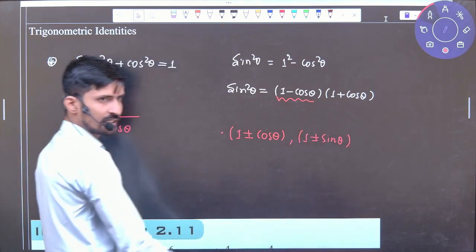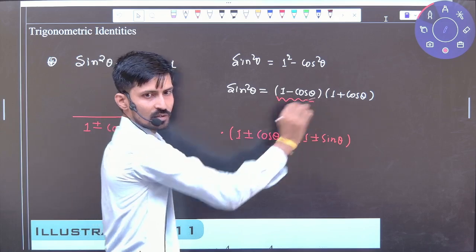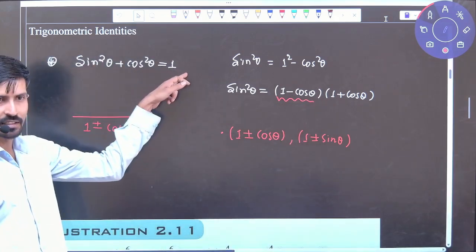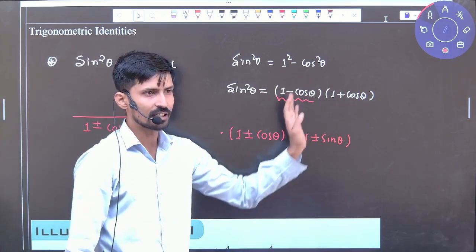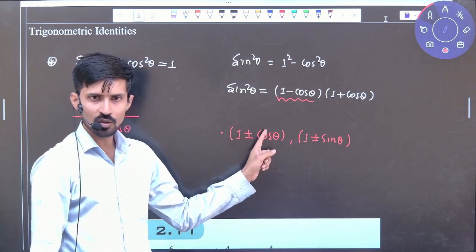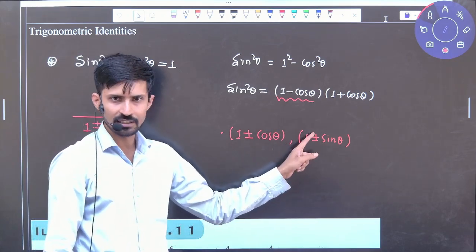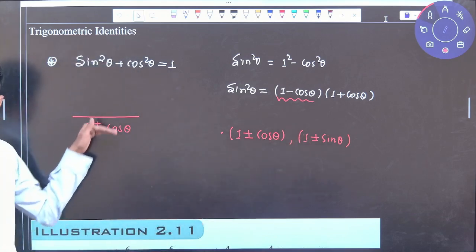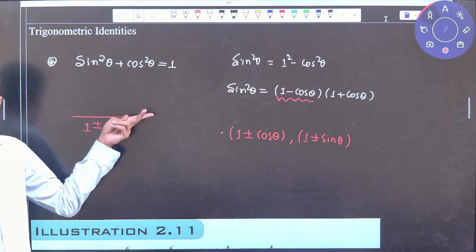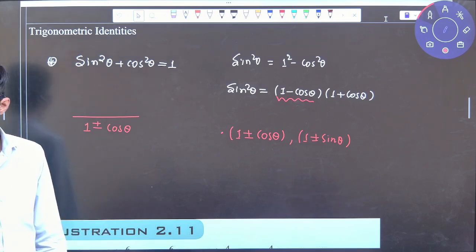Can you understand about sin theta? See, we took cos square theta that side. So what we got, 1 minus cos theta into 1 plus cos theta, yes or no? If we take sin square theta that side, what we'll get? 1 minus sin theta into 1 plus sin theta. So whenever you see 1 plus cos theta or 1 minus cos theta, 1 plus sin theta or 1 minus sin theta in the denominator, then just multiply and divide by its opposite sign and proceed with the question. You will get the answer whatever you are finding.